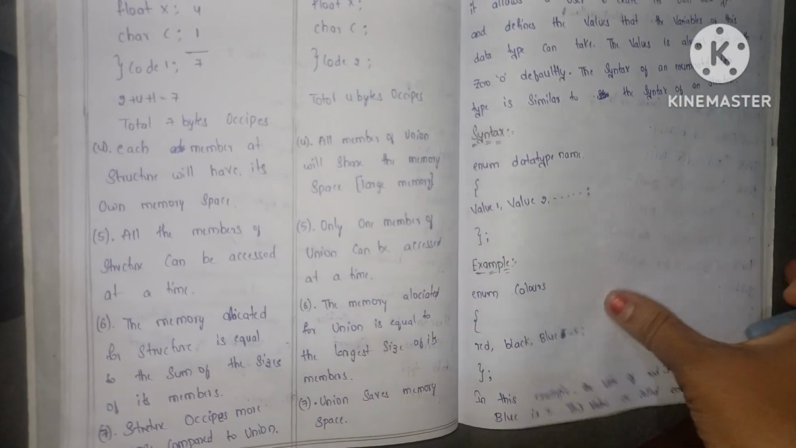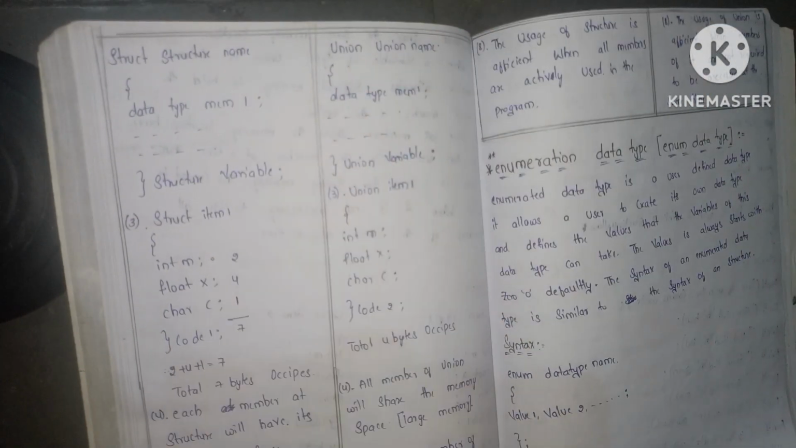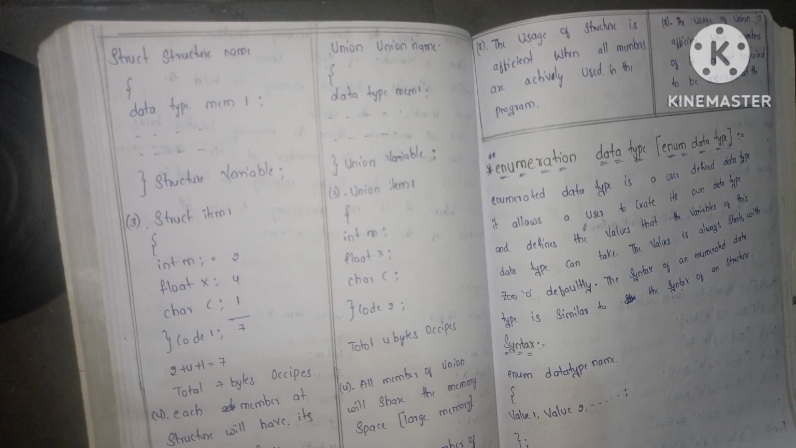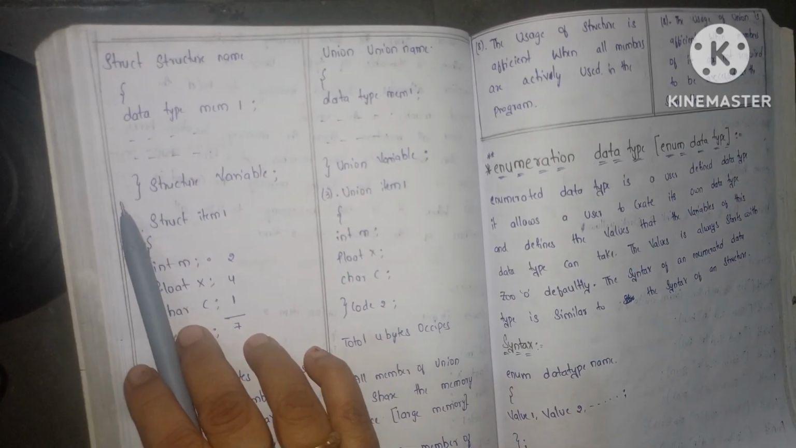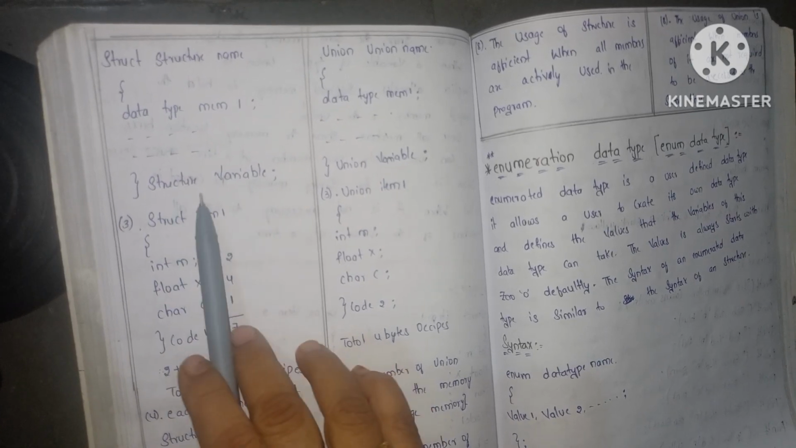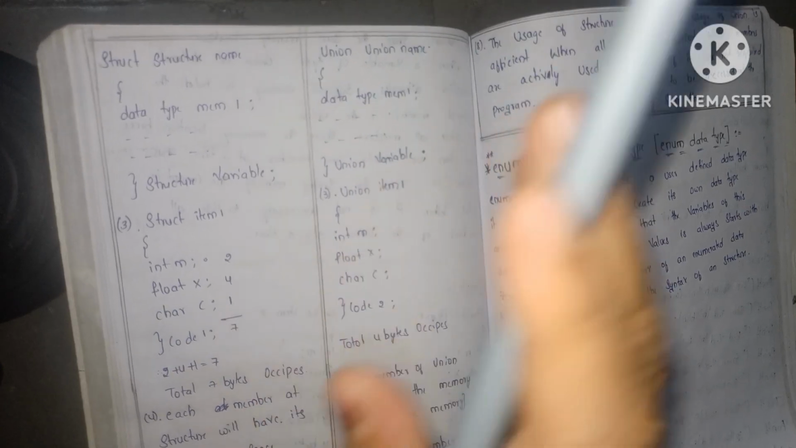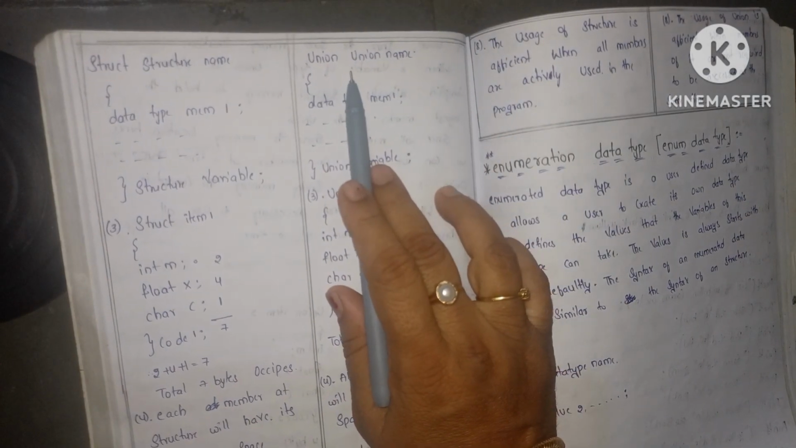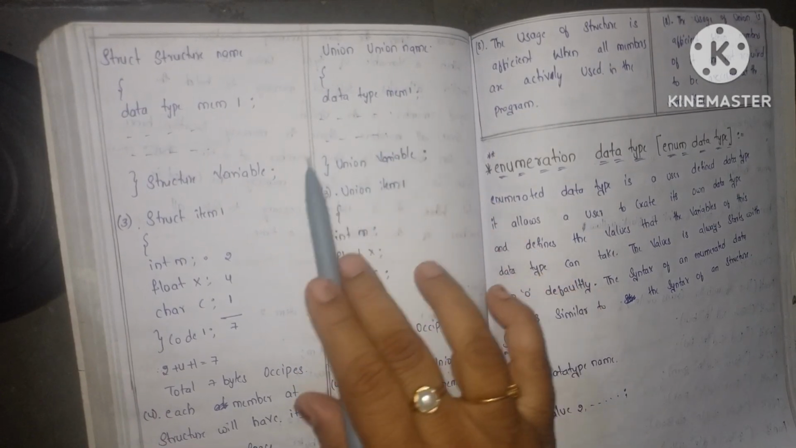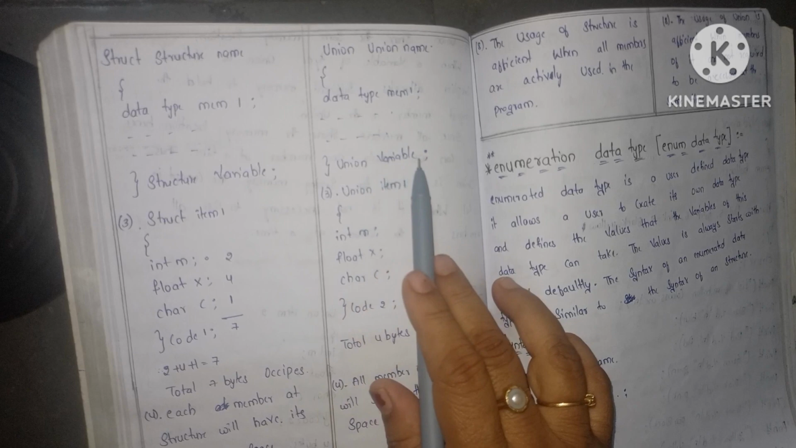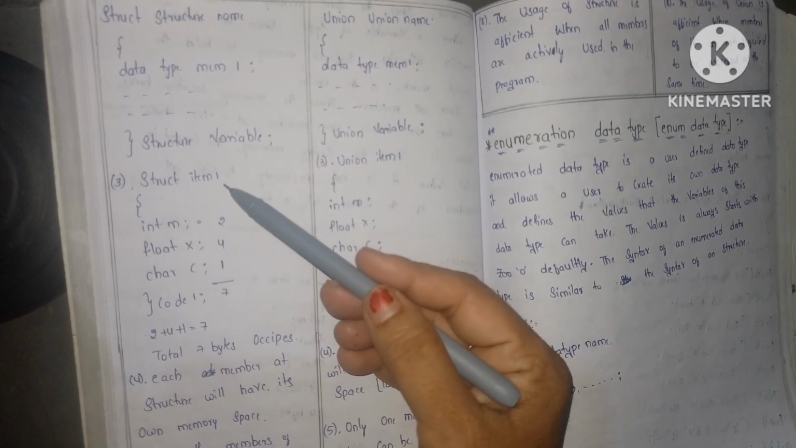Then we write the syntax. What is the syntax of structure? A structure always starts with the reserved word struct, then structure name, flower bracket start, data type member 1, data type member 2, any number of data members, and close flower bracket. There only we declare structure variables, any number of them, then semicolon. Similarly, syntax of union. Union always starts with the reserved word union, union name, flower bracket start, data type member 1, any number of members, flower bracket close, union variable, semicolon.